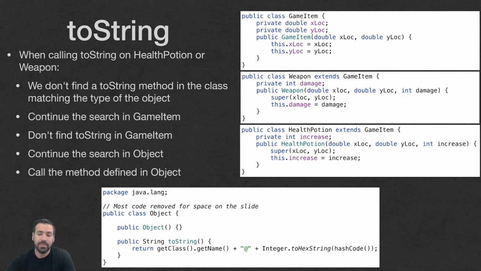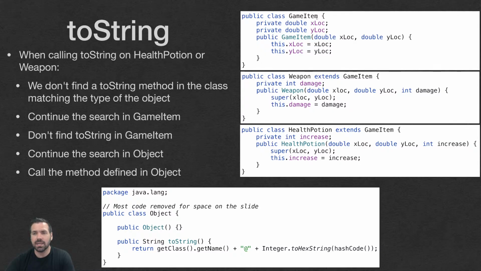I don't find it. So I'm going to look at the game item class. I'm going to look at its superclass and look for a toString method. And I also don't find it there. But I can continue my progressions. You can have long chains of inheritance, and you continue your progressions through the entire chain.